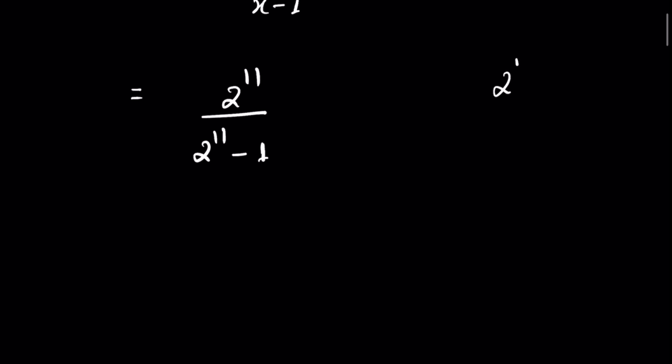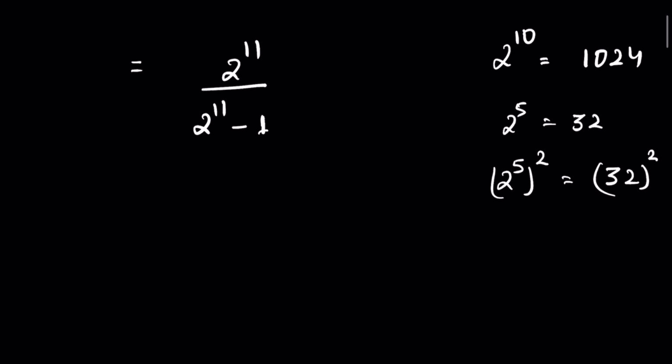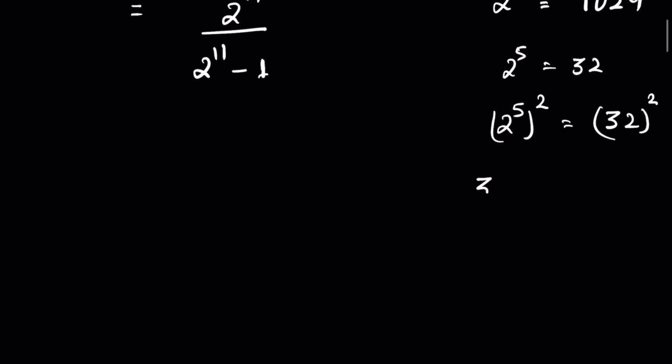2 to the power 10 is equal to 1024. It's easier to remember. 2 to the power 5 is 32. 2 to the power 10 will be 2 to the power 5 whole to the power 2. That means 32 square. 32 square you can easily calculate.